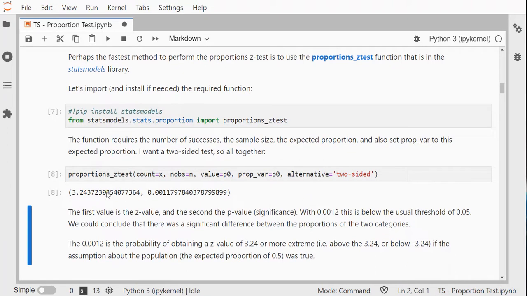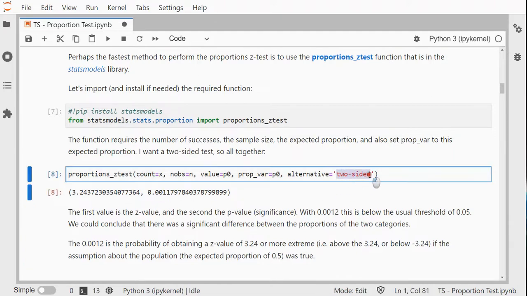Now this first value is the so-called Z value, the test statistic, and this is its significance, two-sided, because I opted for that. It's below 0.05, which is the usual threshold, so this means that there is a 0.0012 rounded chance of having a Z value like 3.24 or more extreme, if in the population the expected proportion would be 0.5.